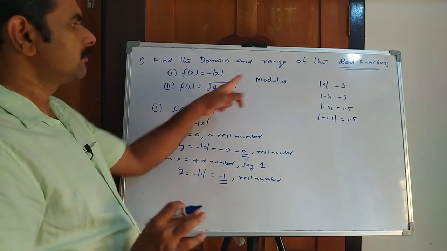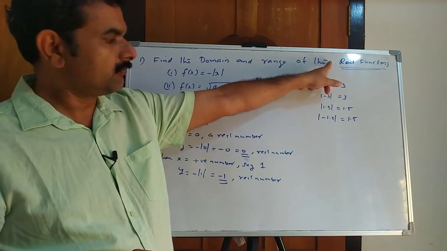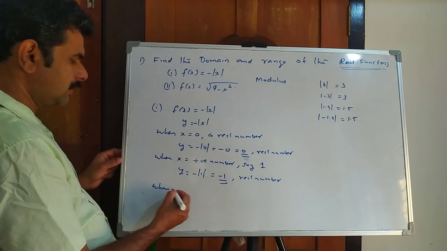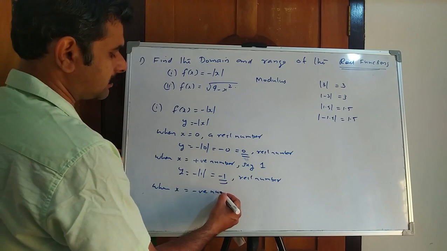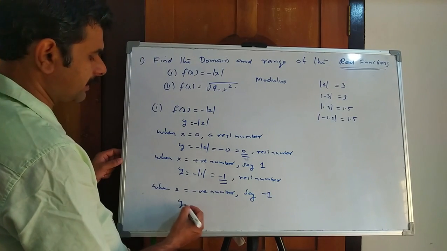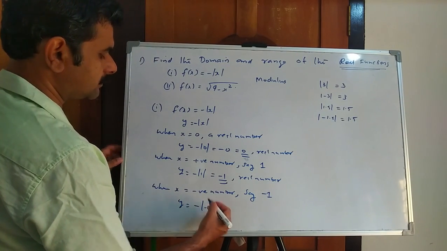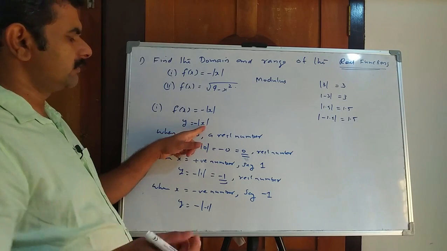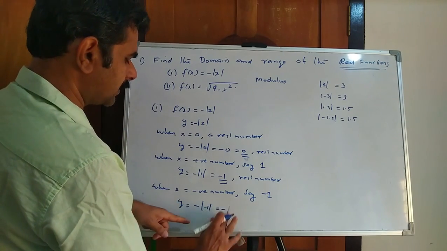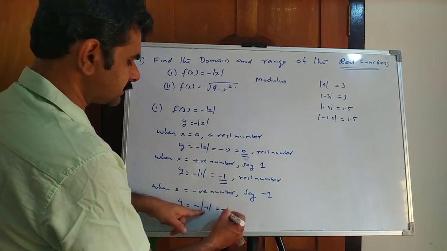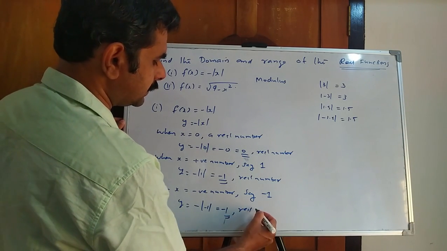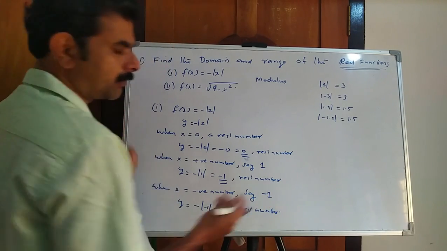No problem, because the question is about a real function. So we get a real value also. When x is equal to a negative number, say minus 1, then what is y? y is equal to minus mod minus 1. We are putting negative 1 for x. That is equal to minus modulus of minus 1, and the modulus of minus 1 is 1. Minus 1 is also a real number. No problem.